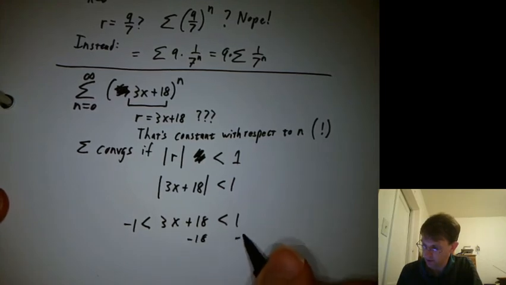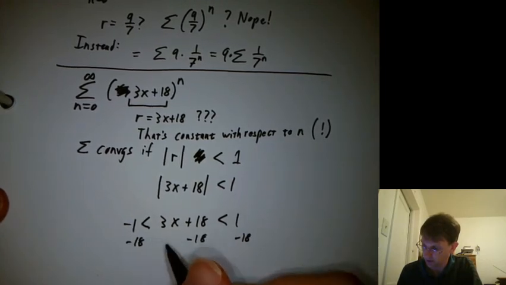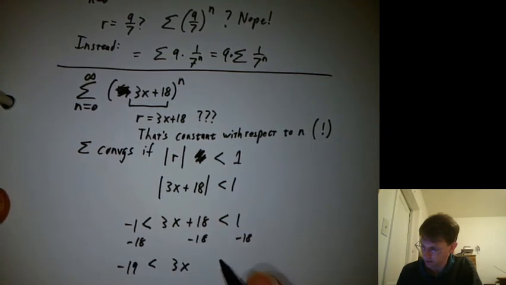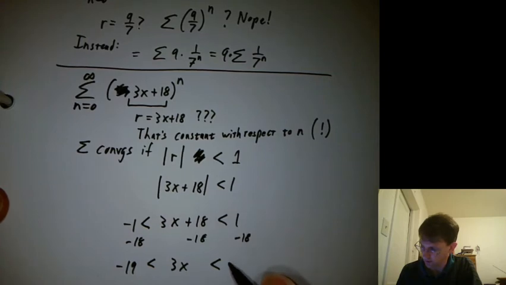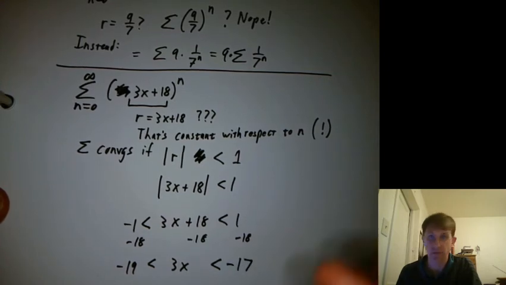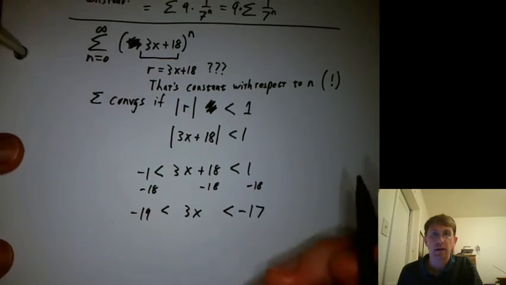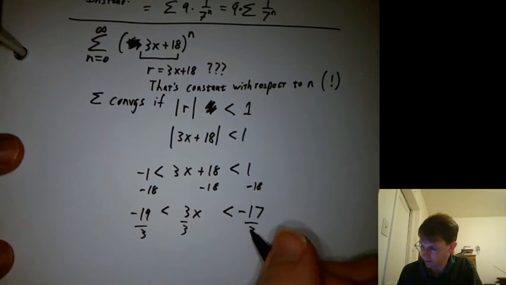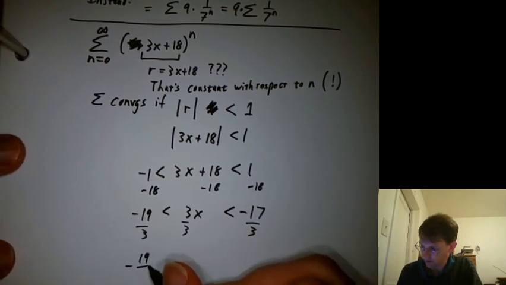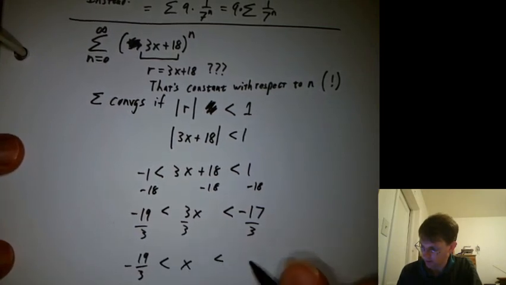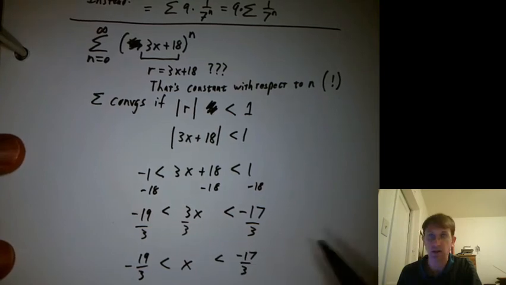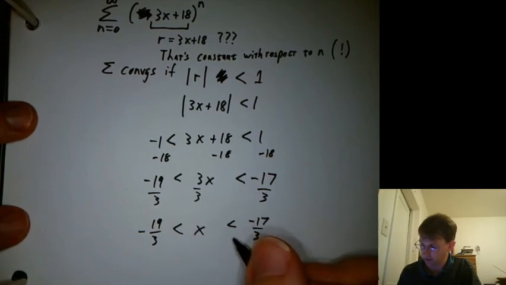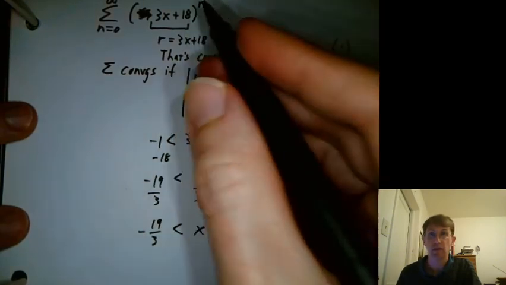Subtract 18 from each part. So I'd get -19 less than 3x less than, what do we have there? -17. And then divide each part by 3. So we get -19 over 3 less than x less than -17 over 3. That is where this sum converges. So for any value of x in that range, the geometric sum converges.